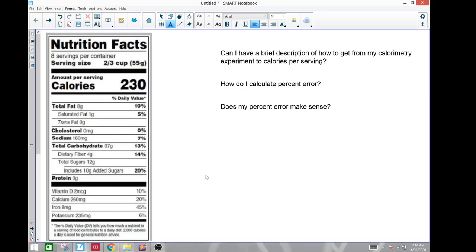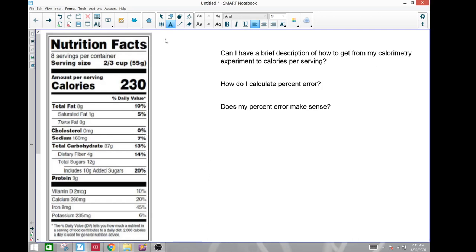Good afternoon. This is Schweitzer, and we're going to run through a little bit of help with the math on our label for our calorimetry lab. Now, we'd like you to be able to do this on your own. So, what are we asking you to do? Then maybe you can try it on your own.